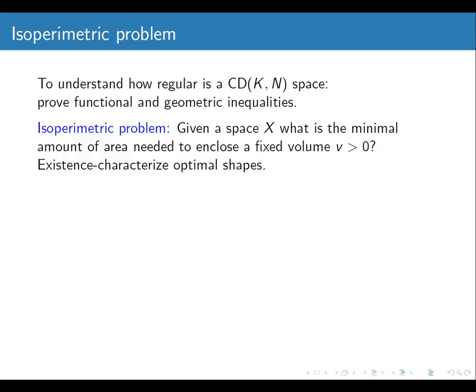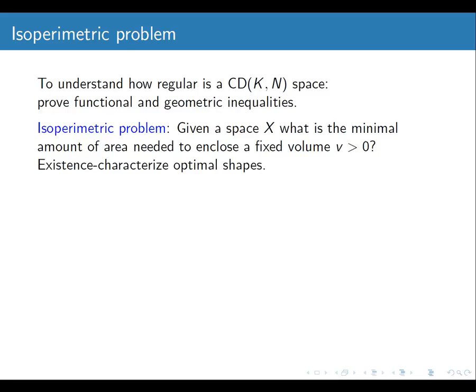And we were interested in proving one of the fundamental, basic functional or geometric inequalities that you want to prove on a given space. The problem is the isoperimetric problem. So it goes as follows. Maybe you already know about it, but anyway, I will say just a few words about it.